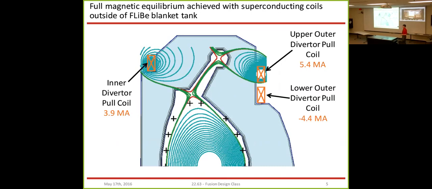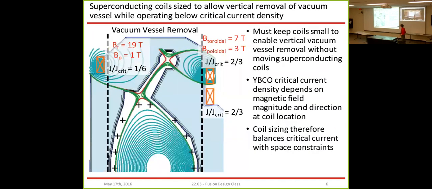So for each, the upper and the lower diverter, we have three main diverter coils. We have an inner diverter pole coil, an upper outer diverter pole coil, and a lower outer diverter pole coil. They all have about 4 or 5 megaamps of current in them. And so this seems like a lot of current, but the critical current density of this YBCO is actually quite high. However, this does present a design trade-off that we have to look at.